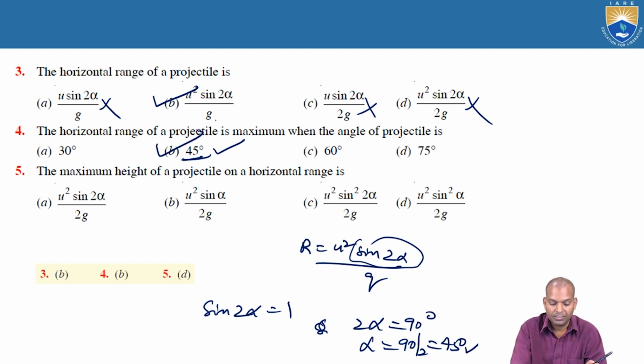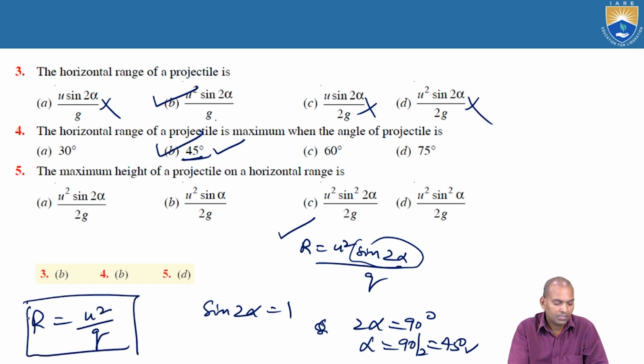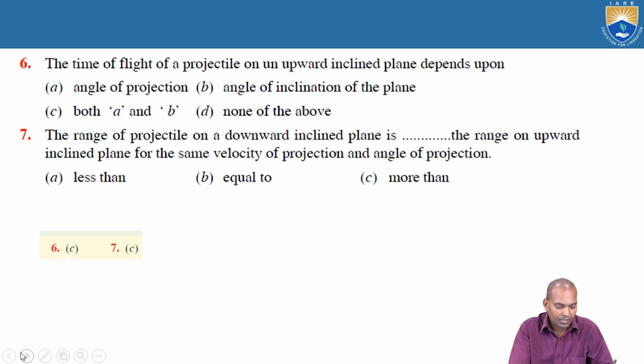So only when sine 2 alpha becomes 1, the range becomes u square by g, R equal to u square by g. That is the maximum range. And the angle for this is 45 degrees.